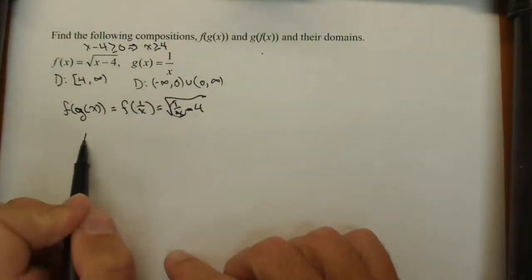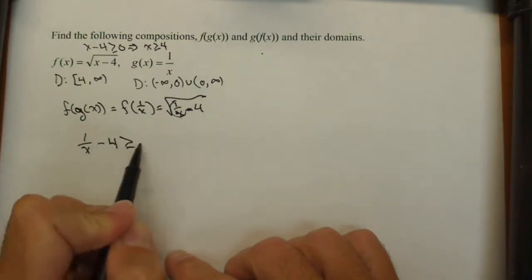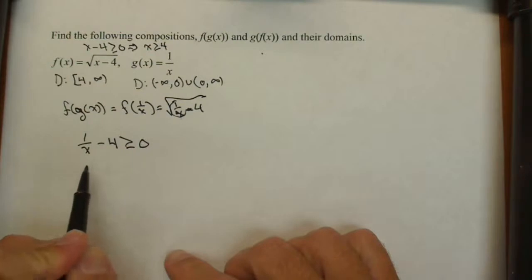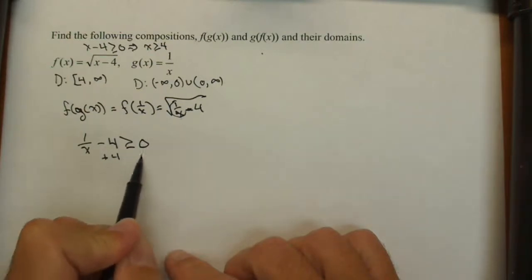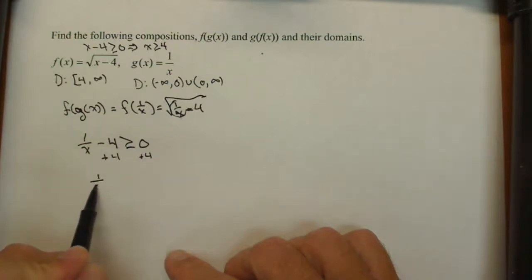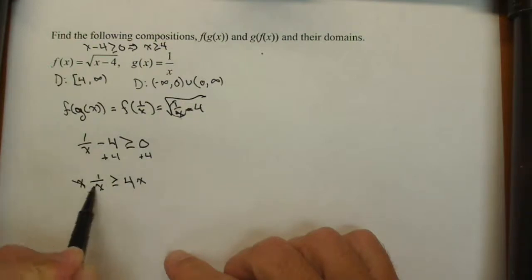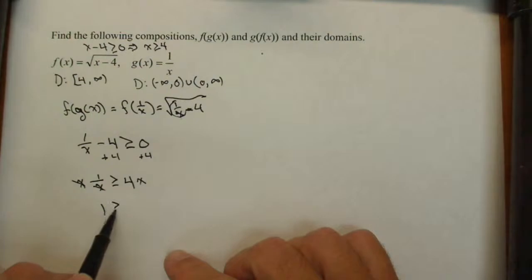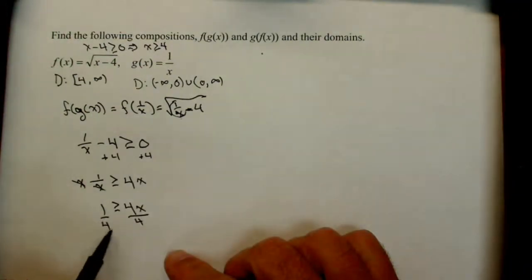Now we also know that 1 over x minus 4 must be greater than or equal to 0. Well, let's treat this like an equation. We'll add 4 to both sides. We get 1 over x is greater than or equal to 4. Now let's multiply both sides by x to get rid of this denominator over here. So we have 1 is greater than or equal to 4x. And finally we'll divide both sides by 4. So x has to be less than or equal to 1/4, excuse me.